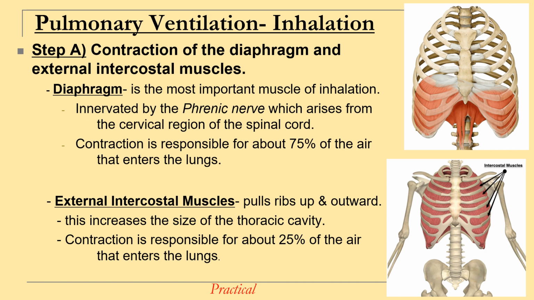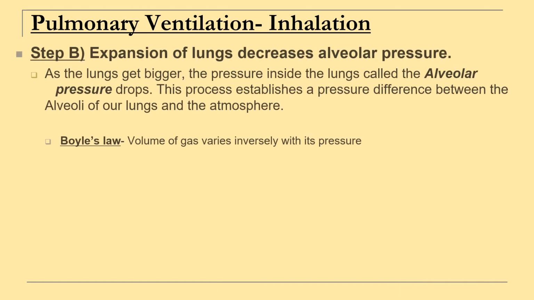Our external intercostal muscles, they pull the ribs up and outward, and that's going to increase the size of our thoracic cavity. That's going to give us a little bit more room. With a little bit more room, we can pull in a little bit more air, and it's going to be responsible for the other 25%. So it pulls the ribs up and outward, increasing the size of the thoracic cavity, and is responsible for 25% of the air. So know the diaphragm and the external intercostals, and be able to recognize them in a picture, because these are also marked for the practical.